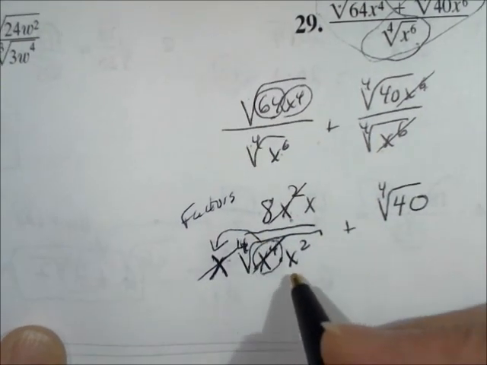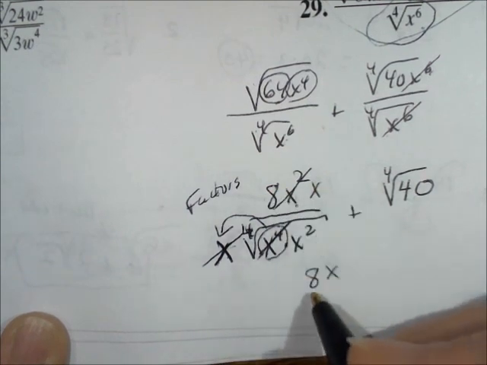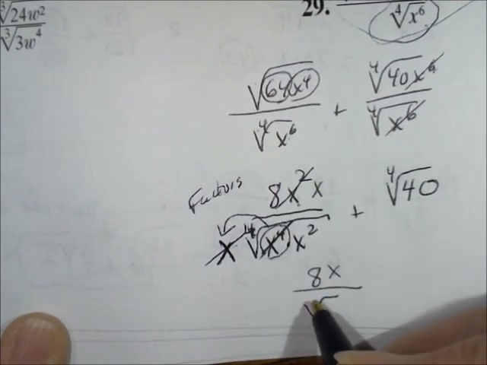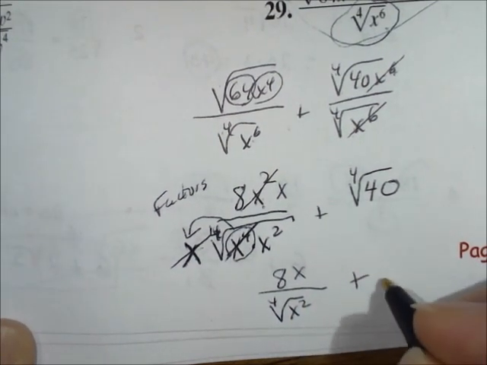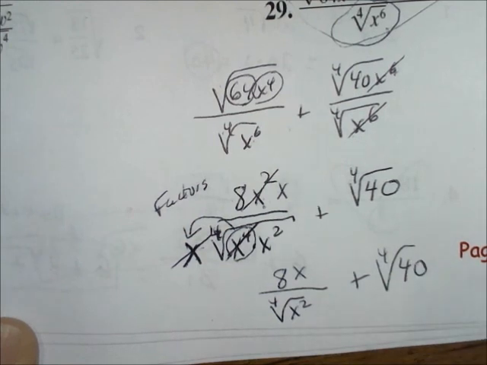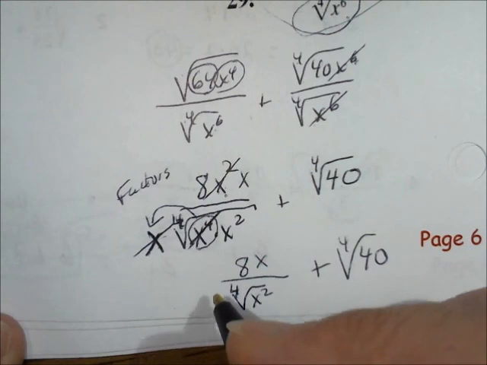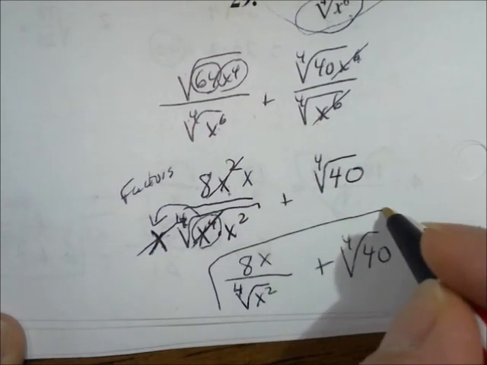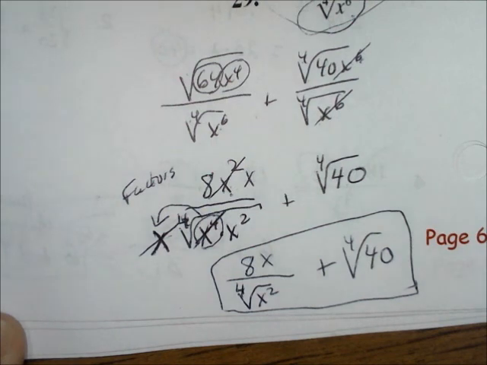So what we have is on the top an 8x. On the bottom we have the 4th root of x squared, and to the right of that we have the 4th root of 40. And I'm not going to do anything more with that. You could rationalize that denominator, but I think that's overkill for this question. So I'm going to just end it right there.